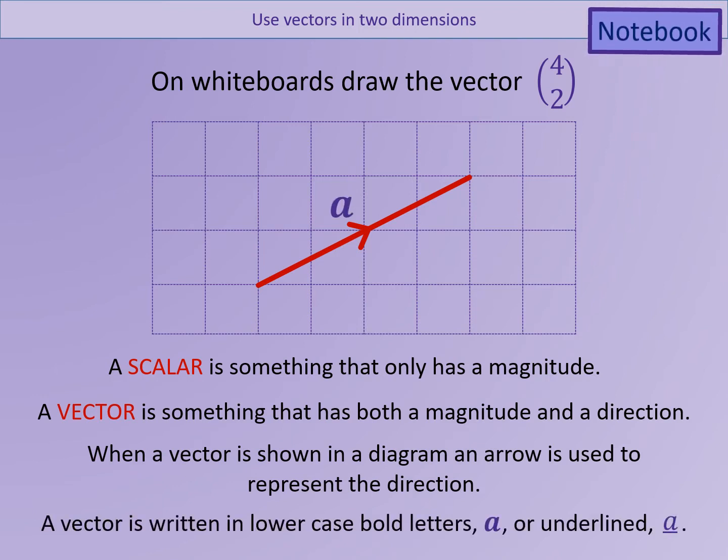Now, there are a couple of ways that we can write down vectors. Sometimes you'll see them in textbooks in bold, but obviously that's very difficult to actually write with handwriting, and so we underline the letter to represent a vector.